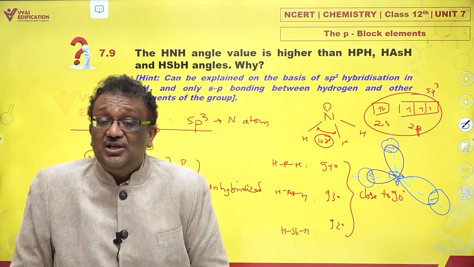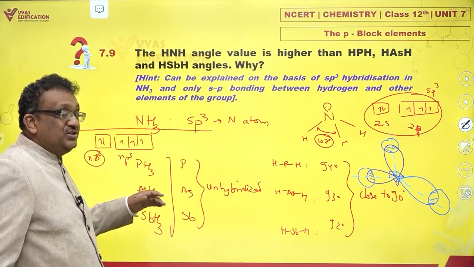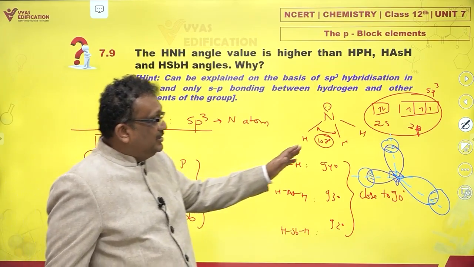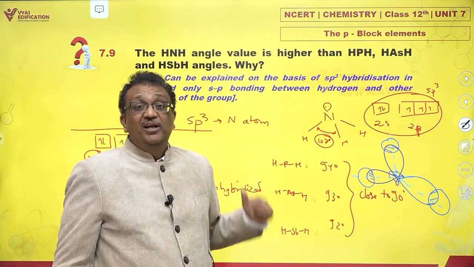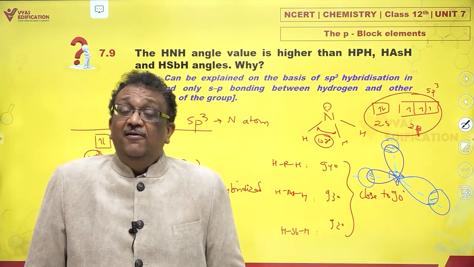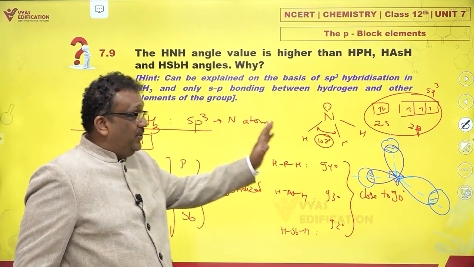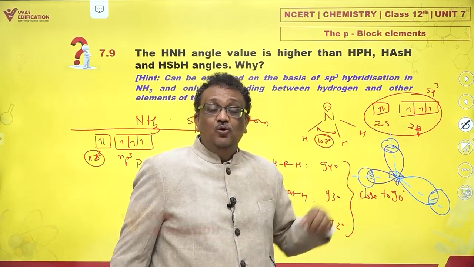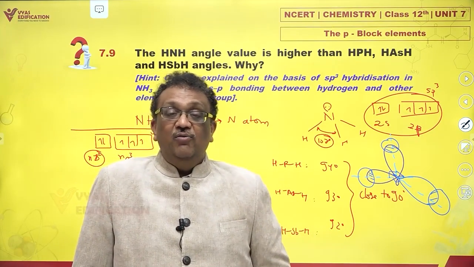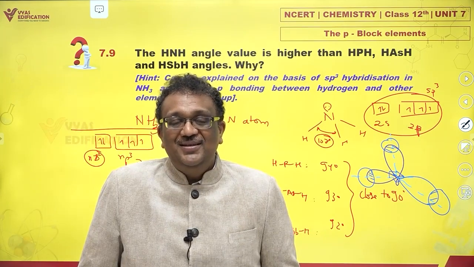So since the central atom does not undergo hybridization in phosphorus, arsenic or antimony, you have bond angles closer to 90 degrees, which are much less than the 107 degree bond angle of ammonia. Why? Because in ammonia, nitrogen undergoes sp3 hybridization. There is mixing and the ideal bond angle becomes close to the tetrahedral bond angle of 109 degrees 28 minutes. That, my dears, is the reason.